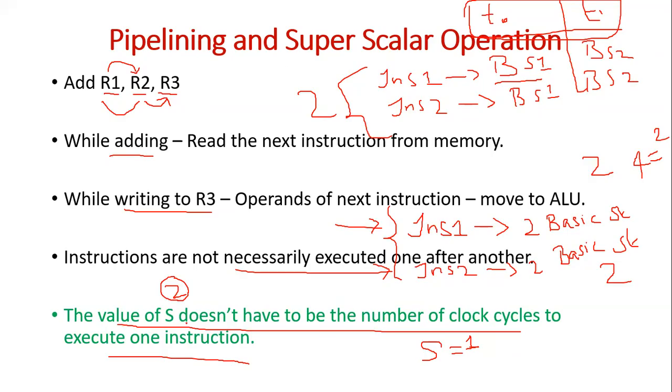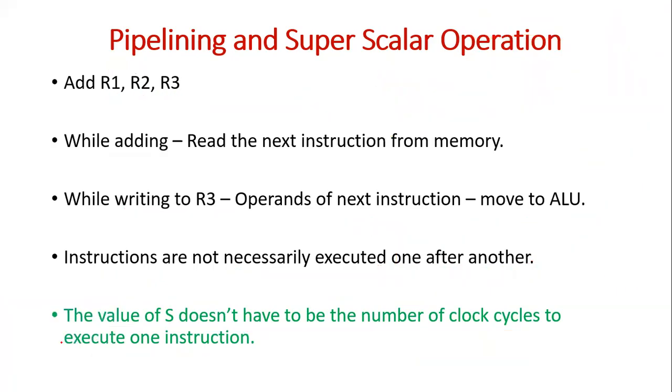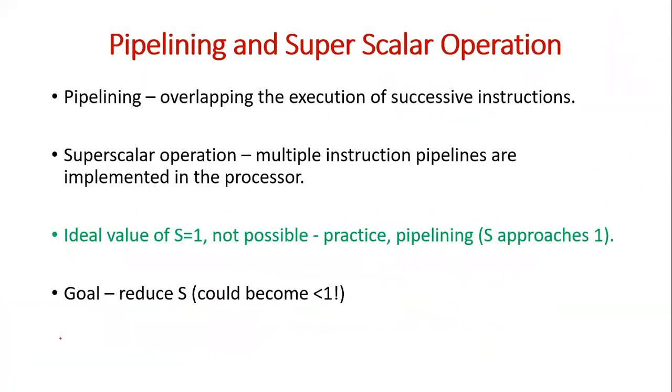So that is what this line says. The value of S doesn't have to be the number of clock cycles to execute one instruction. When you use pipelining, things may change. Pipelining is overlapping the execution of successive instructions. If the computer is more powerful, then multiple instruction pipelines are implemented in the processor. That is, multiple instructions can be pipelined.